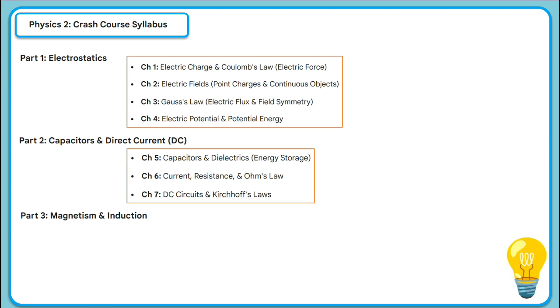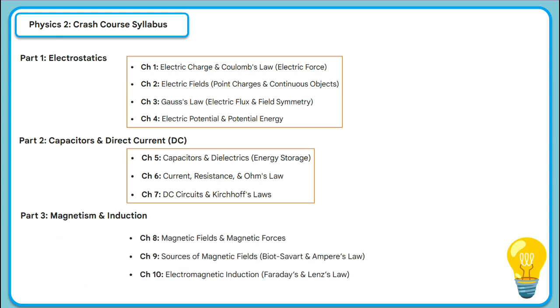Finally, we hit the connection between electricity and magnetism. We'll explore how moving charges create magnetic fields, and how, conversely, a changing magnetic field can actually induce or create electricity. This last part is essentially how every power plant on Earth works.